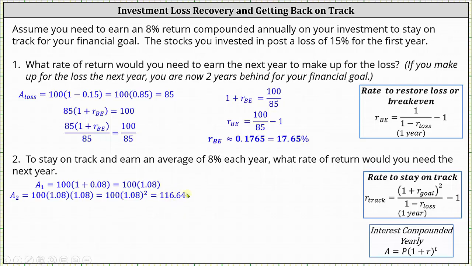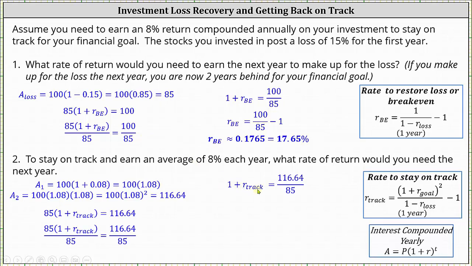To determine the rate needed in the second year to get back on track, we need to determine what rate of return you must earn on $85 to result in an account balance of $116.64 in the next year. This gives us the equation 85 times the quantity 1 plus r sub track equals 116.64. And now we solve the equation like we solved the equation above. The next step is to divide both sides by 85. Simplifying, we have 1 plus r sub track equals 116.64 divided by 85. Next, we subtract 1 on both sides, and now we go to the calculator.